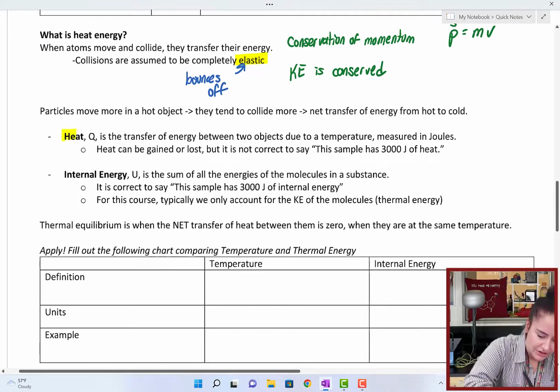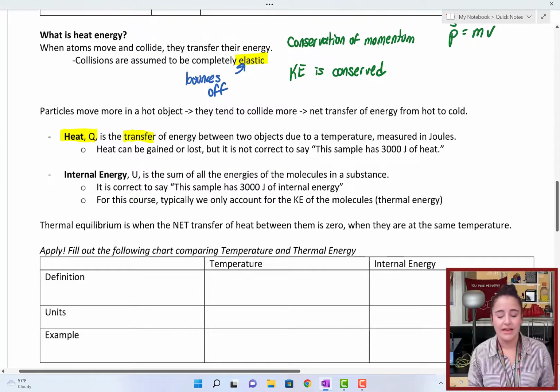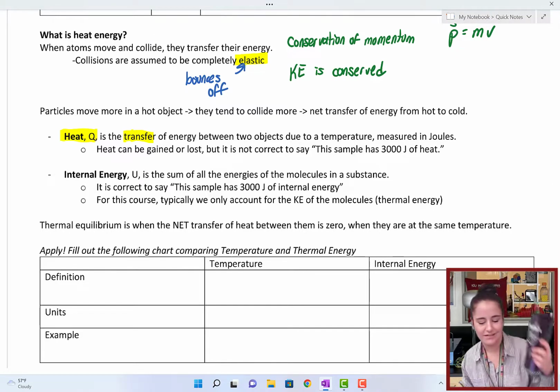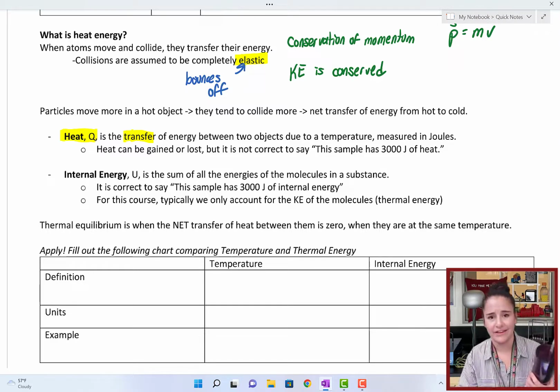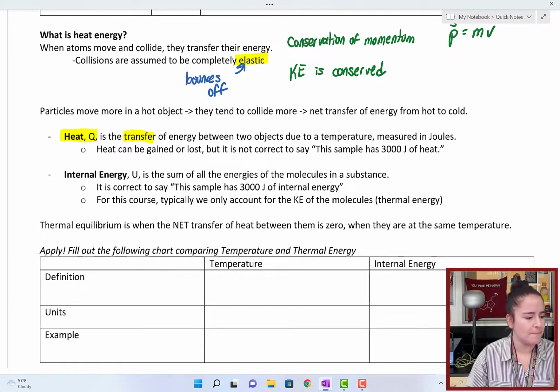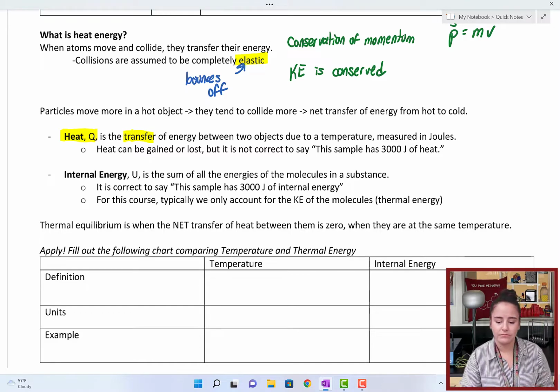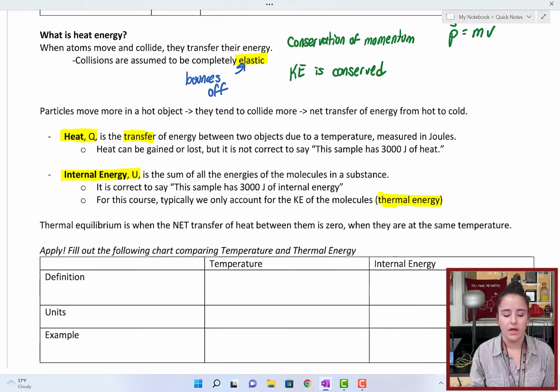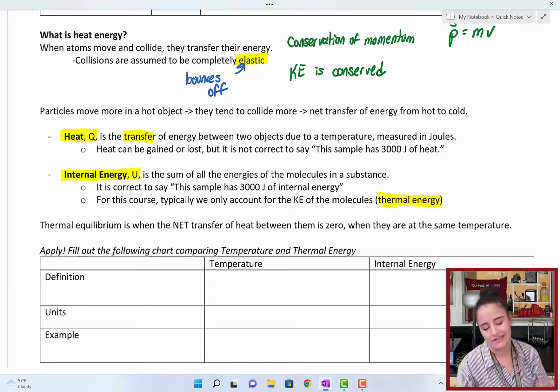Okay, so that transfer of energy is called heat. It is the transfer. Heat can be lost or gained, but we will never say this has 30 joules of heat. No. Rather, we would talk about its internal energy, which in some cases you will see this called thermal energy. Okay, so when you see thermal energy, think internal energy, not heat.